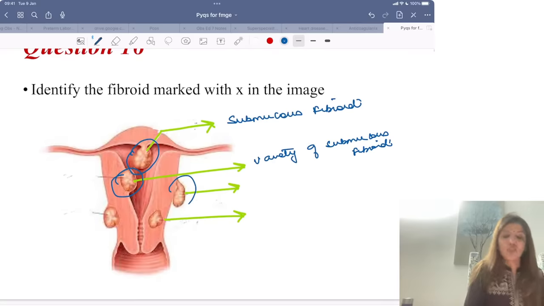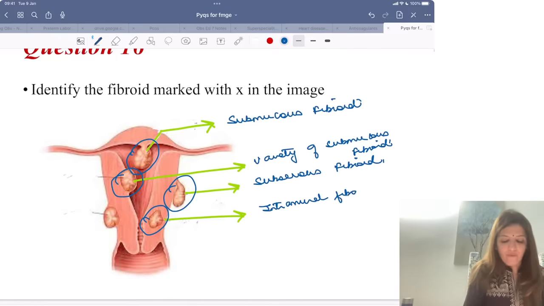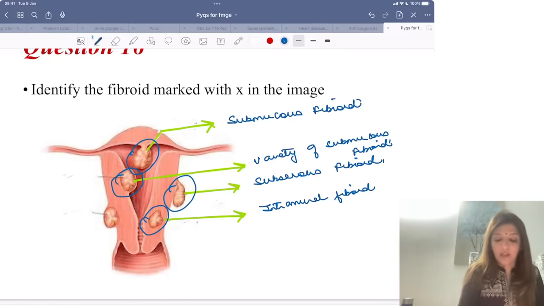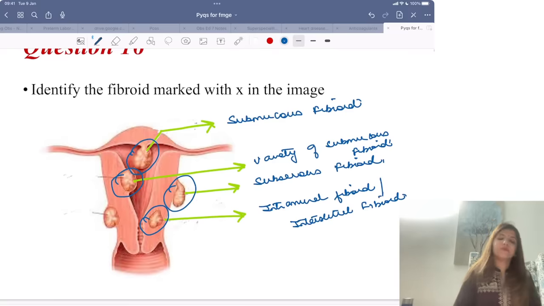This fibroid is totally in the peritoneal cavity. So, this is subserous fibroid. And this fibroid is totally inside the myometrium. So, this is intramural fibroid. A fibroid which is totally inside the myometrium is intramural or interstitial fibroid. Clear to all of you?